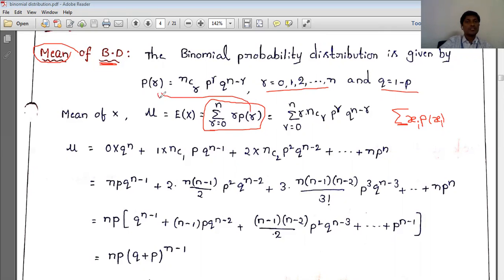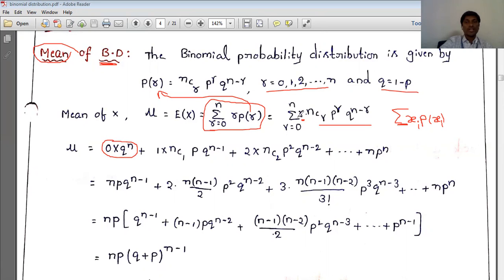We have already chosen that probability function in binomial. P of R is equal to nCr P power R Q power n minus R. Now we are substituting different values in place of R. First, if you substitute 0, then 0 into anything is 0, so the entire first term becomes 0. So 0 into nC0, which is nothing but 1, anything power 0 is 1, and Q power n minus 0, so 0 into Q power n.